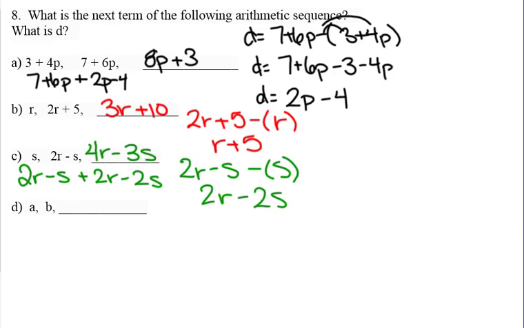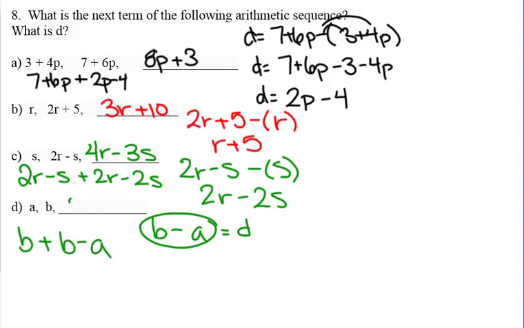And then for example D, well, it's term 2, which is b, minus term 1. Well, we can't combine a's and b's, so that is what our common difference is. So b plus b minus a is going to be 2b minus a.